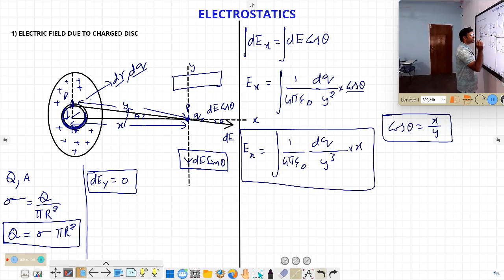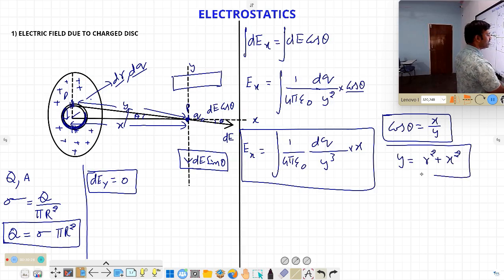In this case, what is the y value? From the diagram, using Pythagoras theorem, I can write y is equal to the square root of small r square plus x square, where x is the position of the point and r is the radius of that elementary portion which you choose. So this is the way.